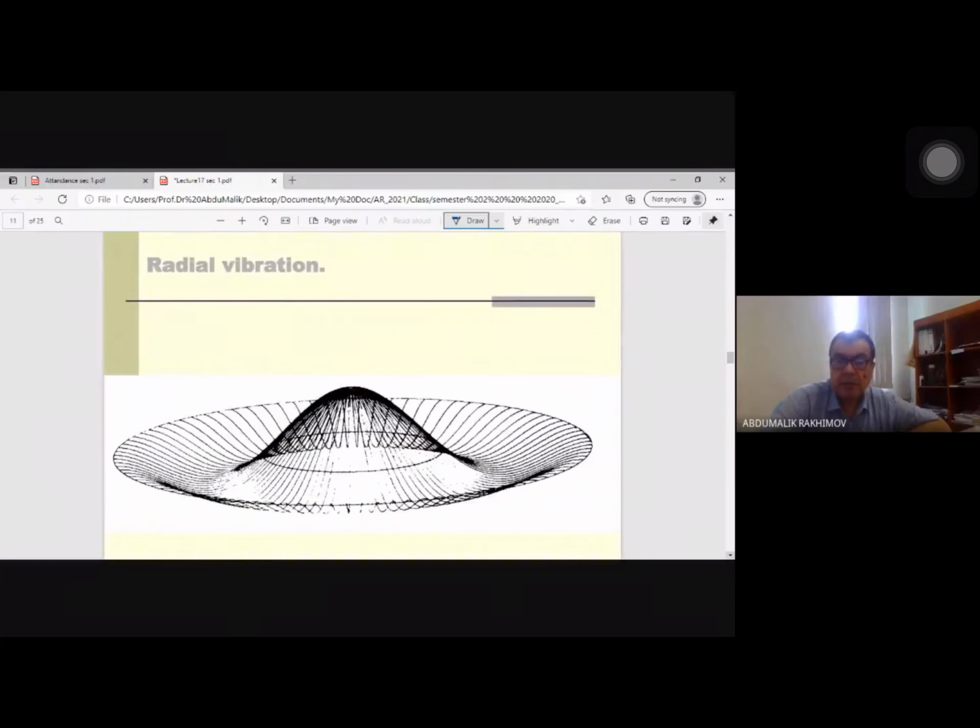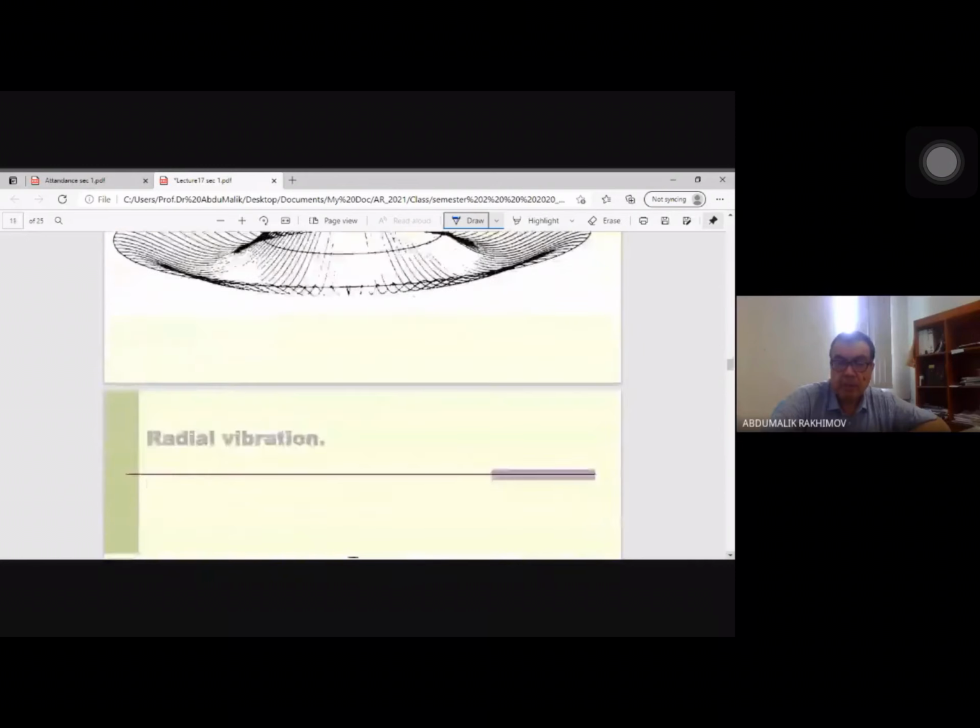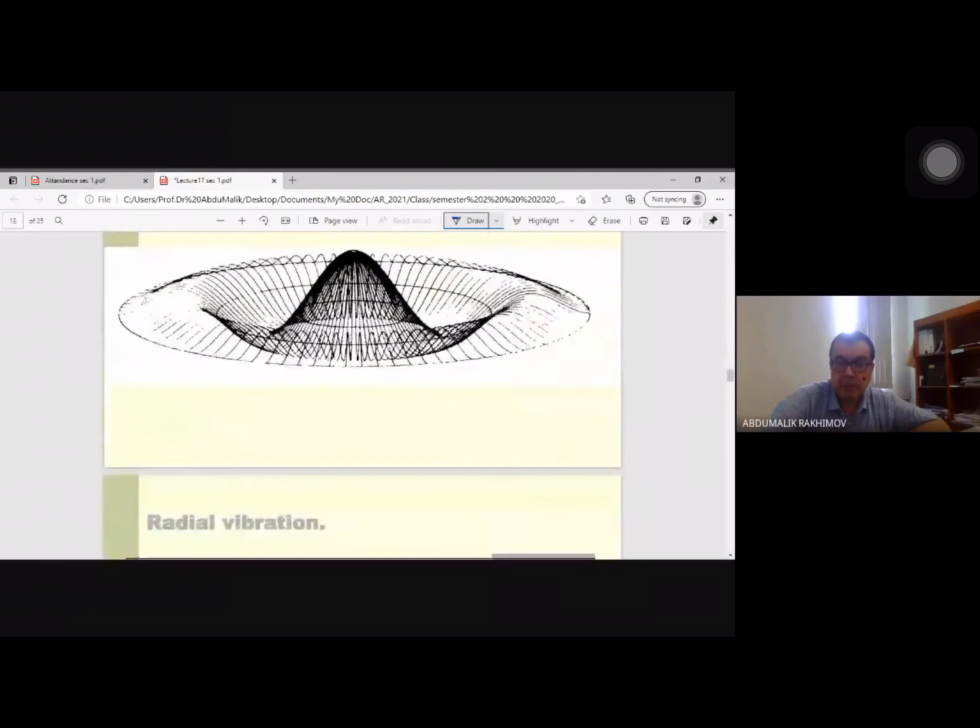At another time, a different time, the same membrane, but a different time. You can see at the same radius, the displacement is the same. The same, this one, right? So at this different time, if you want, you can see another time. Another time, maybe the picture will be like this, right?